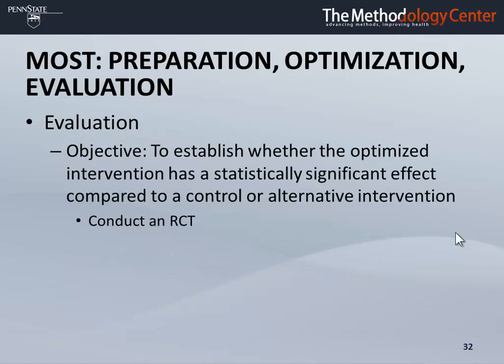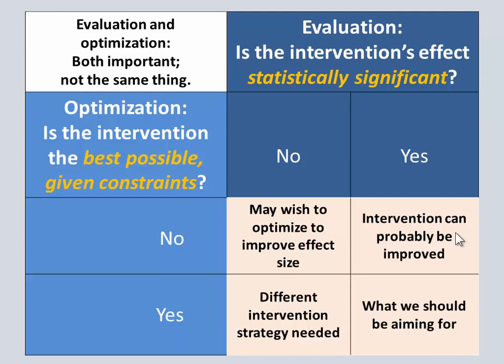And then evaluation, that's simply the RCT that you're familiar with. Once you have the treatment package, you can evaluate it by means of a standard RCT. I want to take a moment to compare and contrast evaluation and optimization because they're both important, but they're not the same thing. So evaluation, this is a question you're pretty familiar with, I think. Is the intervention's effect statistically significant? You could put clinically significant in there, of course. Optimization poses a different question. Is the intervention the best possible given constraints?